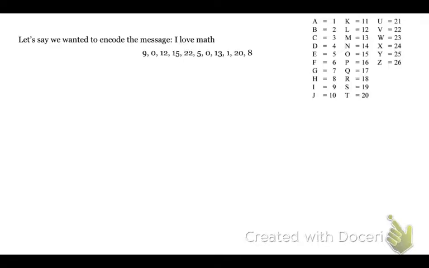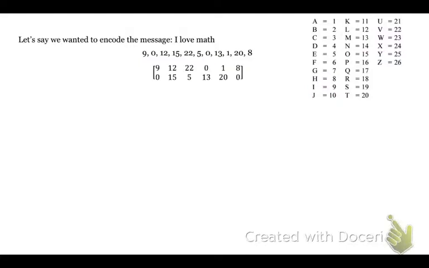So this message would become 9, because I is 9, 0, L is 12, O is 15, and so on. So you end up with 9, 0, 12, 15, 22, 5, 0, 13, 1, 20, and 8. Okay, just from changing that, just using the place in the alphabet.